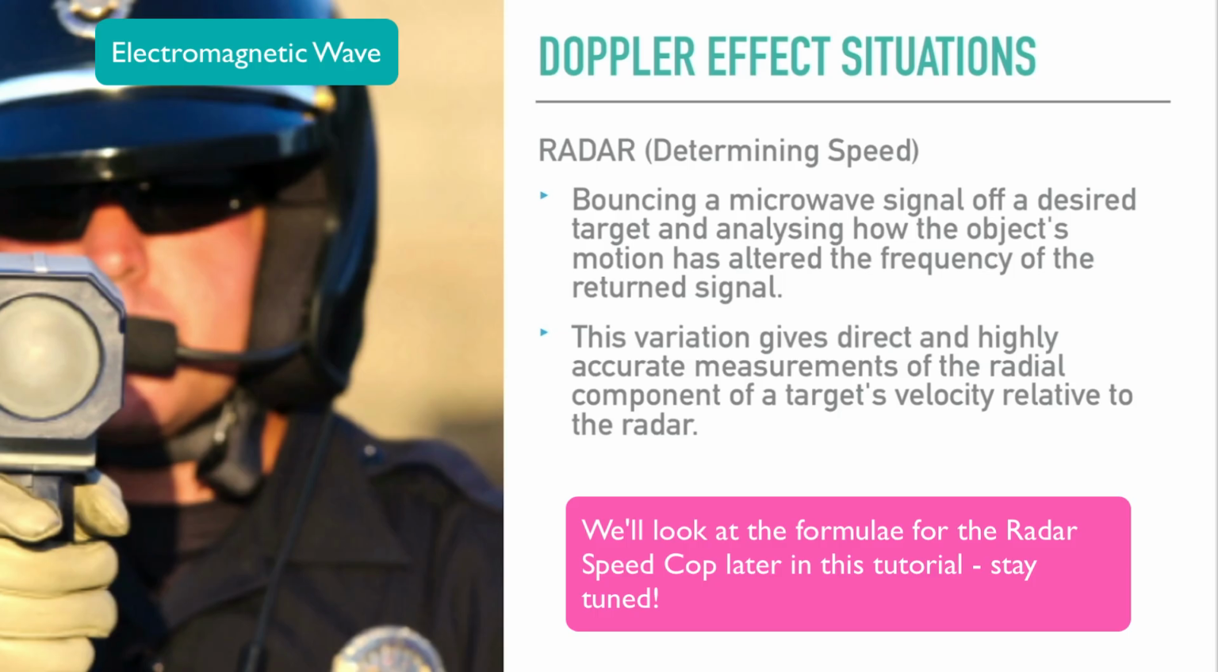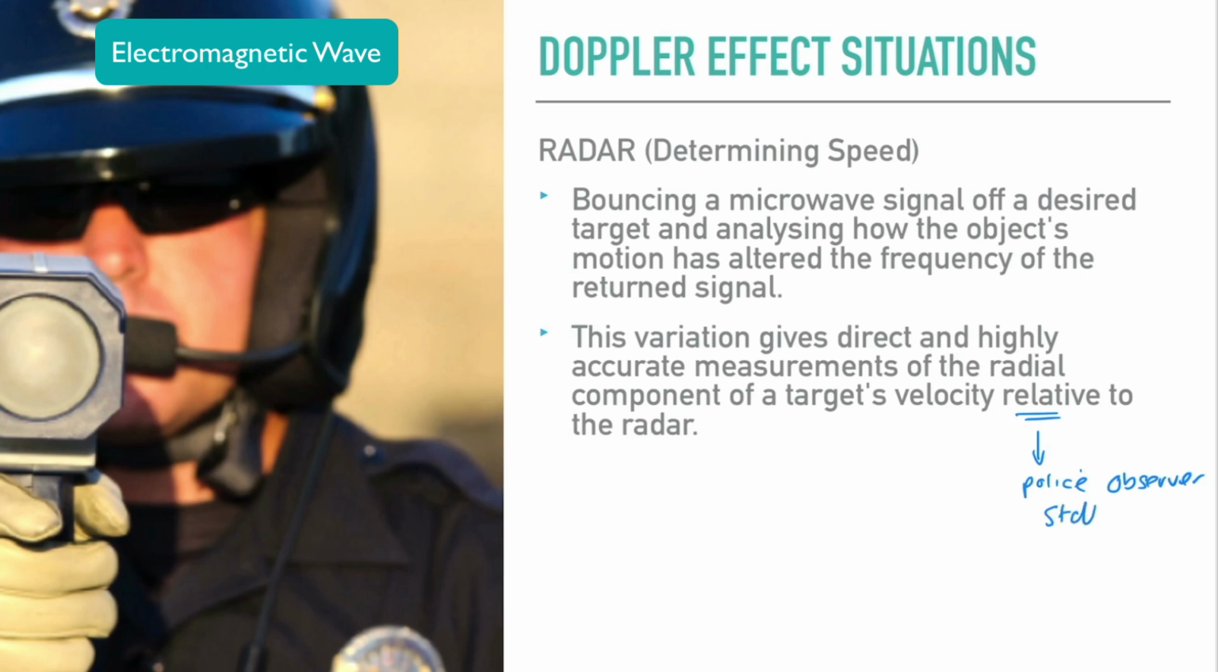Now, the term relative velocity is important. That means that the policeman has to stand still. He's the observer, and he has to stand still. And at this point, the source is moving towards. Now, we'll think about that when we look at the formulas later. But basically, you would measure the speed of a car using the Doppler effect by bouncing microwave signals off the moving car towards it and analysing the wavelength of that microwave signal as it returns back to the gun.